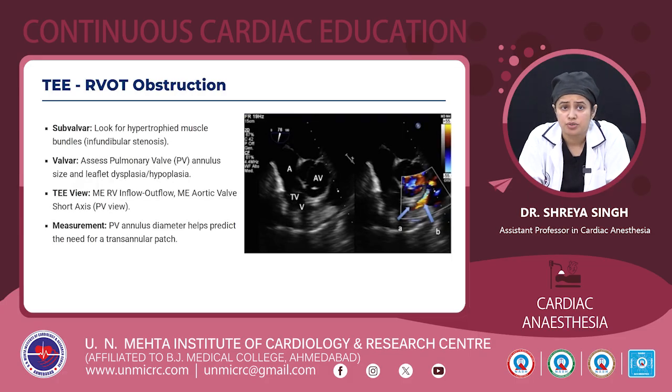For RVOT obstruction, we look for hypertrophied muscle bundles, usually causing infundibular stenosis. The pulmonary valve annulus is assessed for its size, and any leaflet dysplasia or hypokinesia is seen. Usually the mid-esophageal RV inflow-outflow or the mid-esophageal aortic valve short axis view is used. And pulmonary valve annulus diameter helps us to predict the need for a transannular patch.